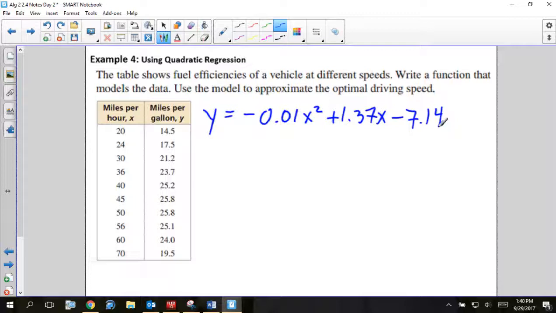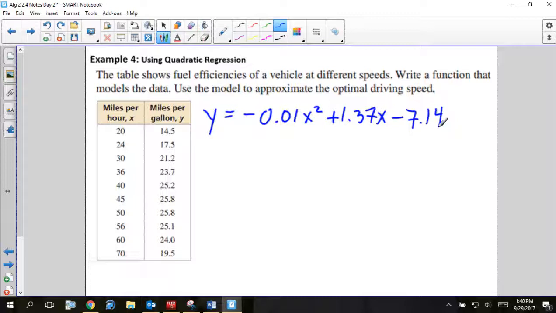Optimal. What is optimal talking about? What do you think? We are going to find the vertex, but what does optimal mean? It means like, what? The best. Yeah, the best choice. What do you want to have, high miles per gallon or low miles per gallon when you drive a car, when you pay for your gas? You want to have high miles per gallon. So when we talk about optimal speed, it's the speed that gives us the best miles per gallon.